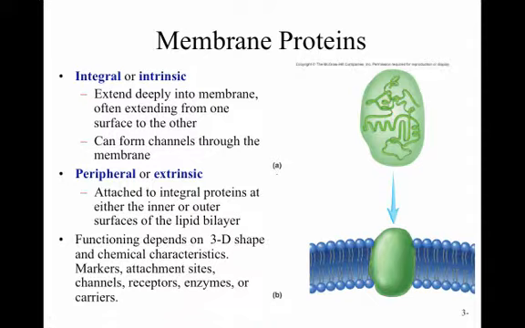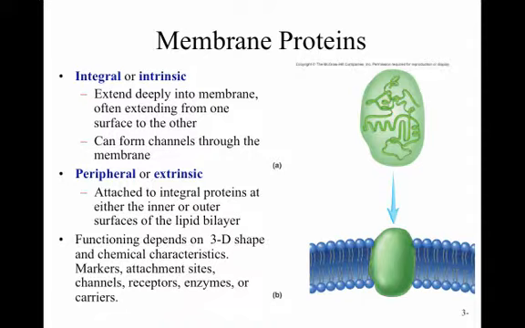Okay, membrane proteins. There are either integral or intrinsic. They're the same word for the same thing. But they extend deep into the membrane, and they would usually extend from one surface, so from the outside to the inside, whereas peripheral or extrinsic just stay on one side of the membrane. They're usually on the outside, but it could be on either the outside or inside surface, but they don't go all the way through the membrane.